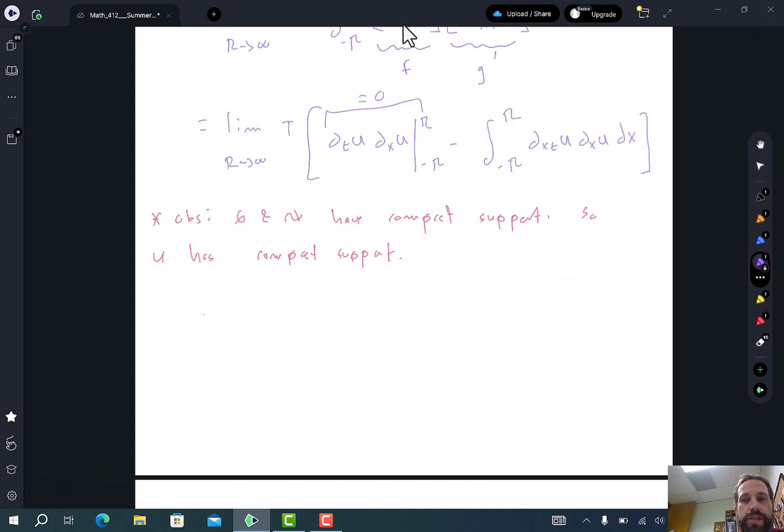Okay, and then so this is going to be equal to minus t, and then it's going to be the limit as r goes to infinity of this integral there, but that's just the same as this improper integral. You know, essentially by definition, you have something like this.